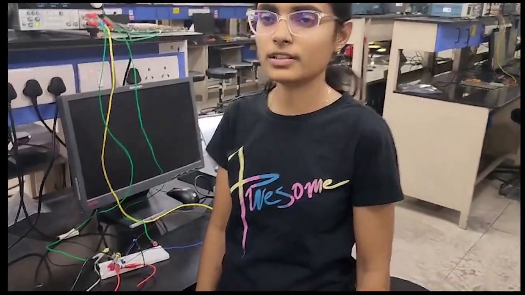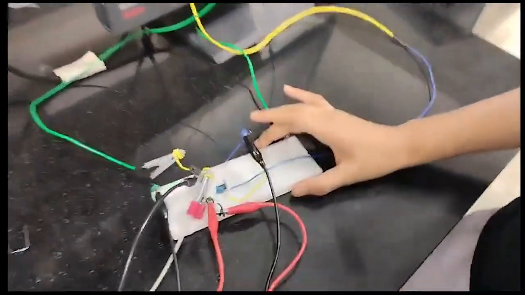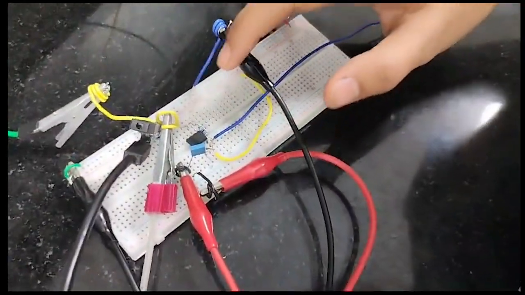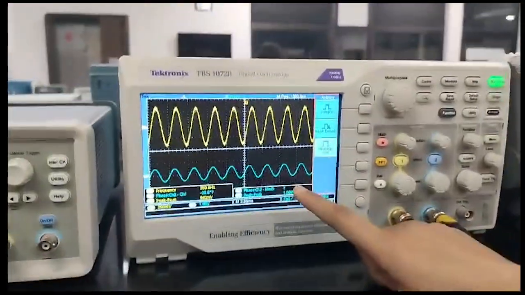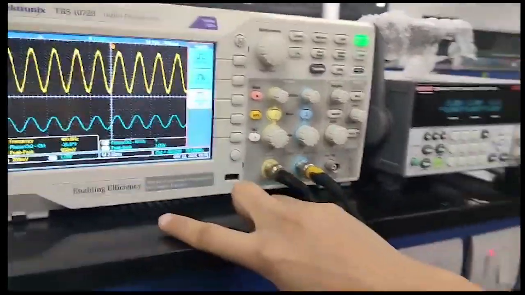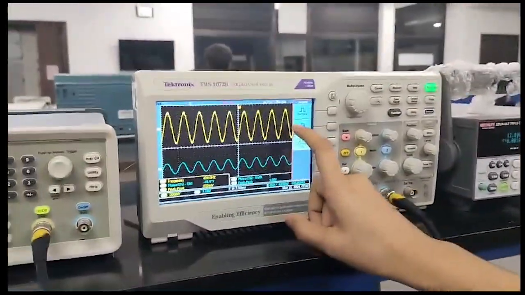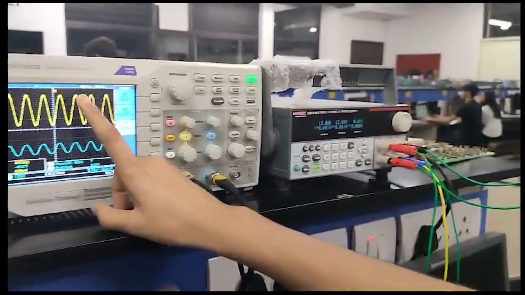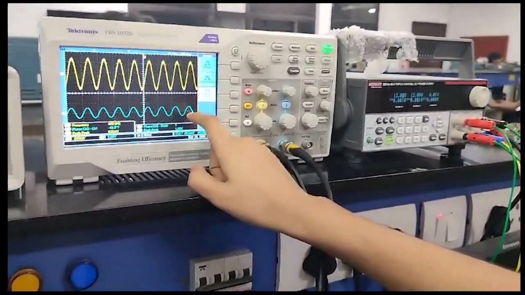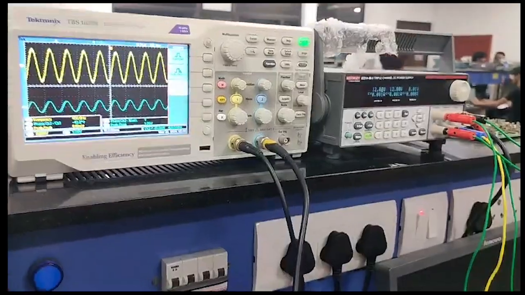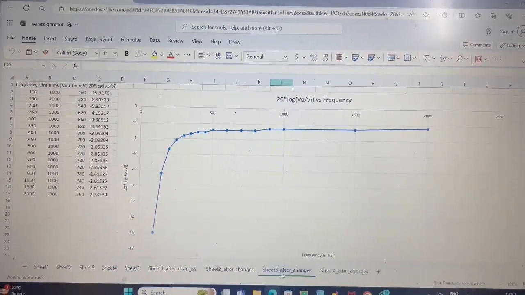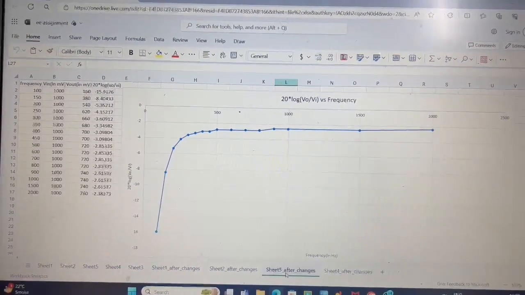Hello, I'm Kirti. This is the differentiator circuit with a 1 kilo ohm resistor, and here we are giving a sine wave as input. As the differentiation of sine is cos, here we are getting the output as cos. The yellow one is the output and the blue one is the input sine wave. So this is the data and graph of the differentiator circuit using a 1 kilo ohm resistor.